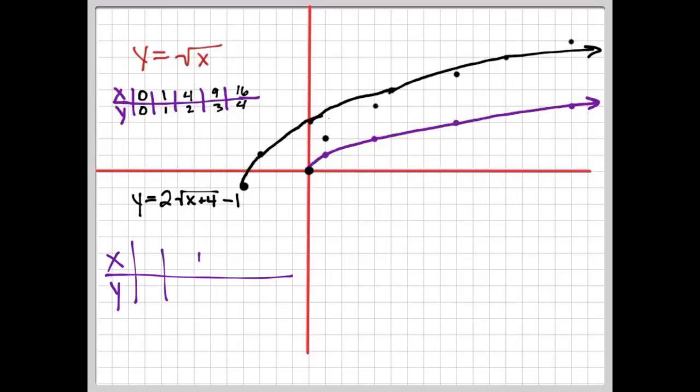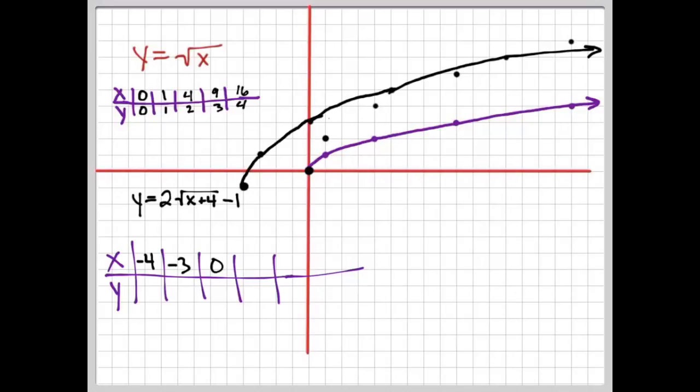If I had to make the table, I would make it applying the same transformations we've made so far. Okay? Before, it was 0, 1, 4, 9, 16. But now we're moving it to the left 4. So what's our first x value going to be? Negative 4. Because 0 minus 4 is negative 4. What's our next x value? Next x value?